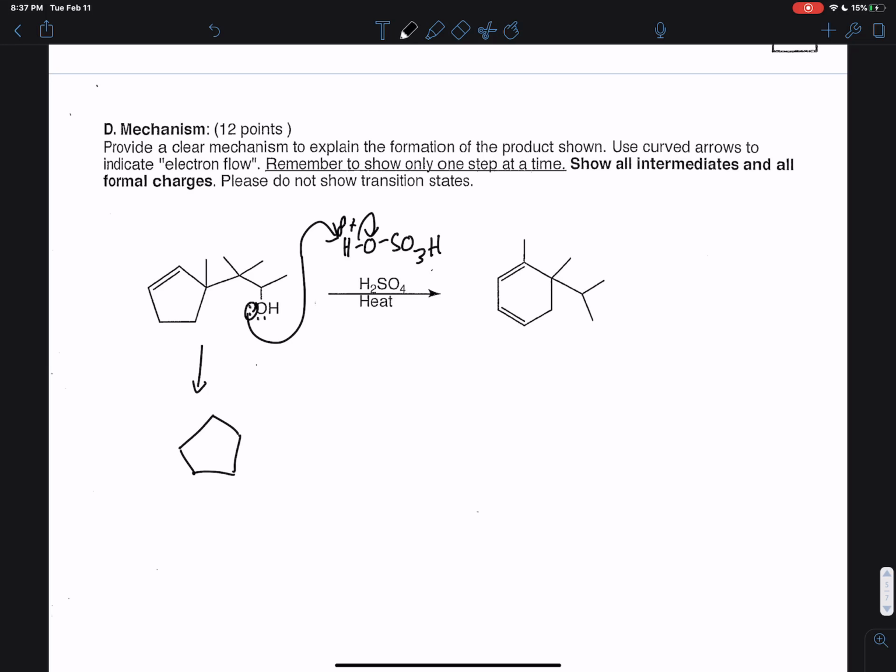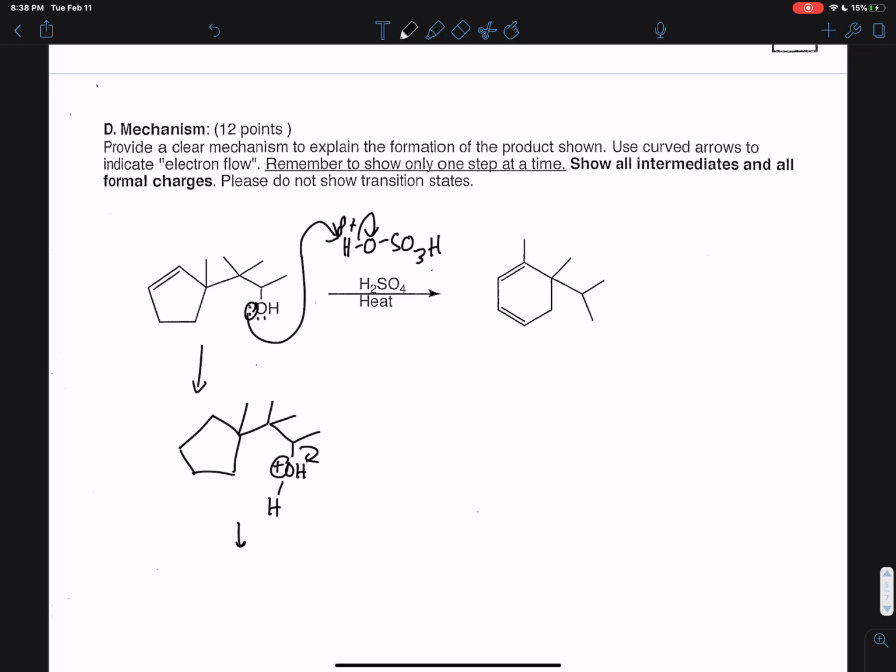Okay, so we write everything else the same. Like that. And now we introduce the proton. So what charge goes on that oxygen? Perfect. So we formed what as a good leaving group? Water. So what is water going to do? It's going to leave. And what type of carbocation are we going to form when that leaves? Secondary, right? So that's perfect.